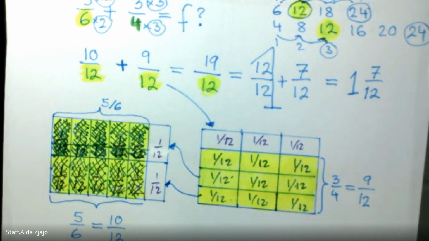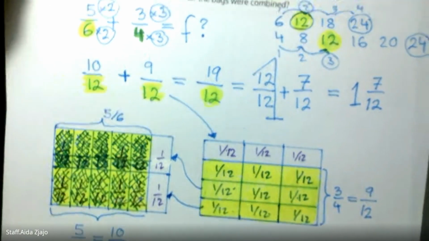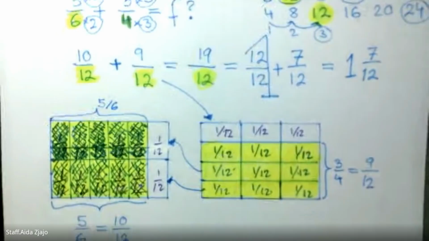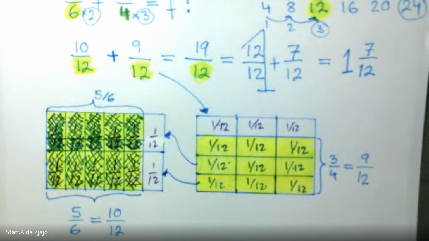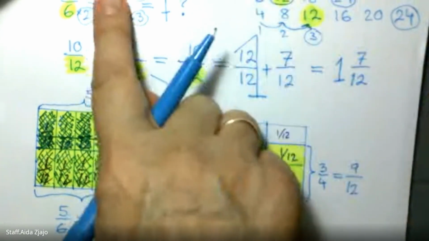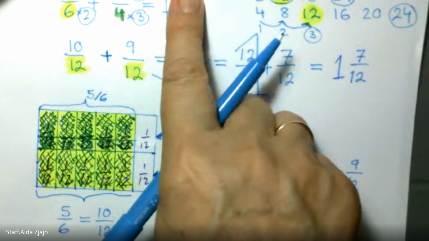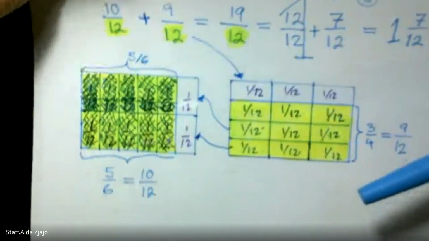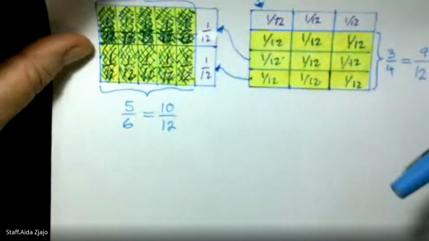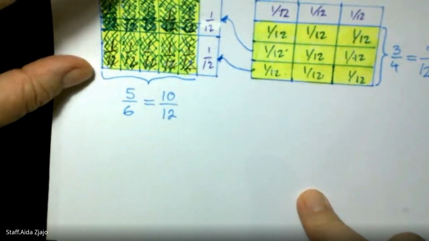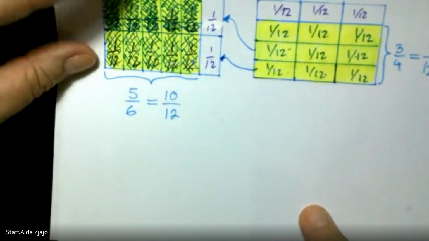So now we did plan, we calculate, and then we also draw, and now we need to write the answer. The question was, what was the total weight of the container after the bags were combined? What that means is we need to combine these into one big container.